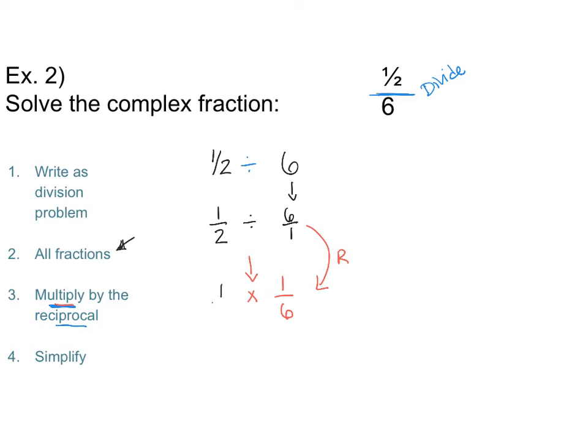And then the first number stays the same. So I have 1/2 times 1/6. And that is equal to, so now we just have to multiply them. 1 times 1, just multiply the numerators, is 1. And then 2 times 6 is 12. So then I can't simplify any further, so that is my final answer.